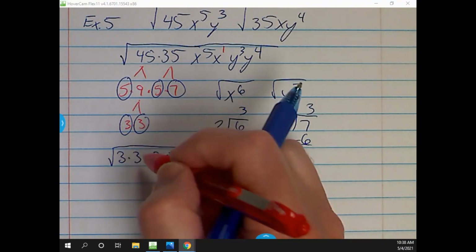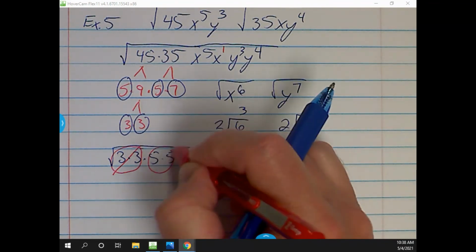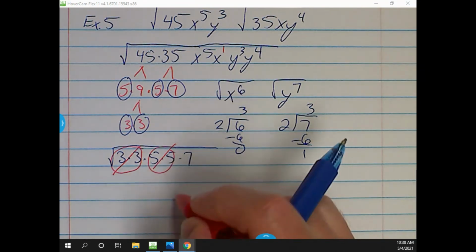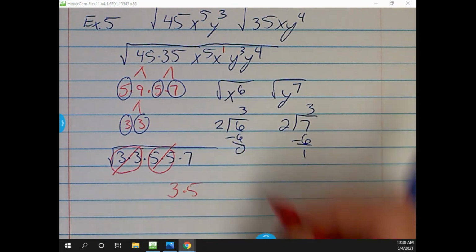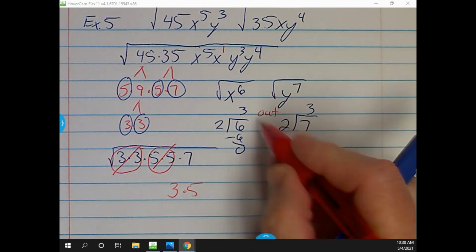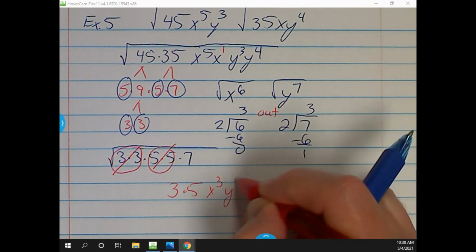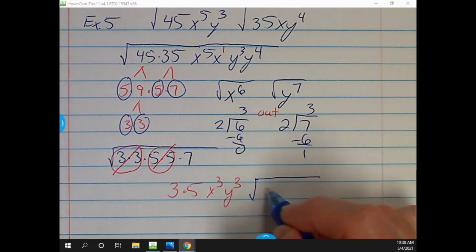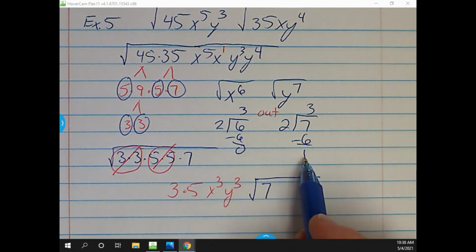Okay, so on the first part back here, there are the exit buddies with the 3's, exit buddies with the 5's. The 7 stays on the inside, so that 3 goes together on the outside with that 5. On the outside up here, we need an x to the third, also a y to the third. And then on the inside, we've got a 7, no x's, and 1 y.